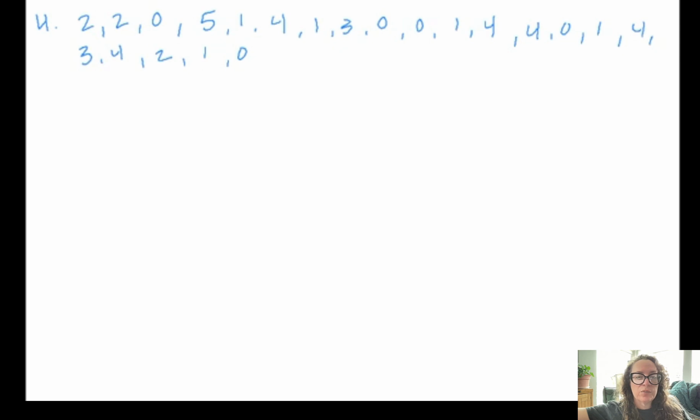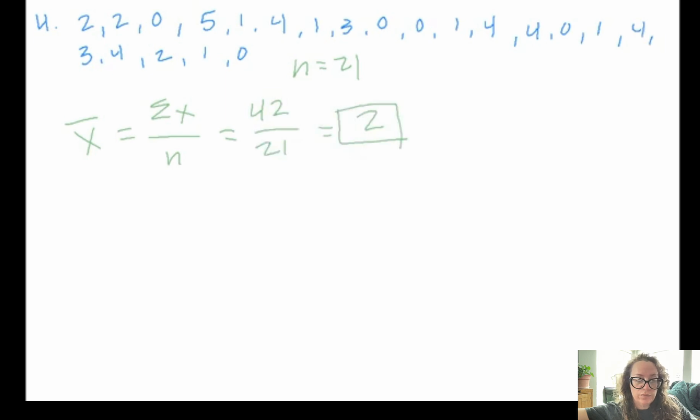So if we count this up, okay, 1, 2, 3, 4, 5, 6, 7, 8, 9, 21. We have 21 scores here. So our N is equal to 21, which is what we're going to need to calculate our mean. So we'll need to sum up all of the x's, all the values, and put them over 21. If we sum up all these values, we should get something like 42 over 21, which gives us a mean of 2.